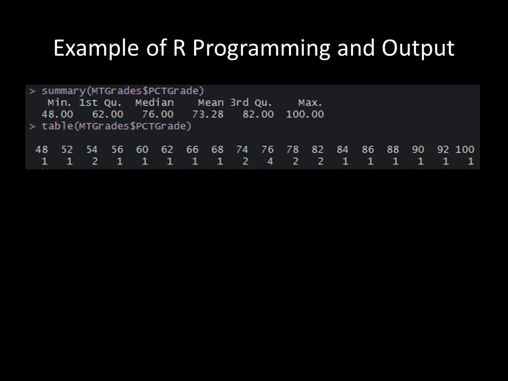The median was 76, and that means that 50% of students scored above 76 and 50% of students scored below 76. And looking below, if we do a frequency distribution of the percent values, we find that the mode, the most frequent occurring value within the distribution of grades, was 76. There were 4 students who scored a 76 on this midterm.